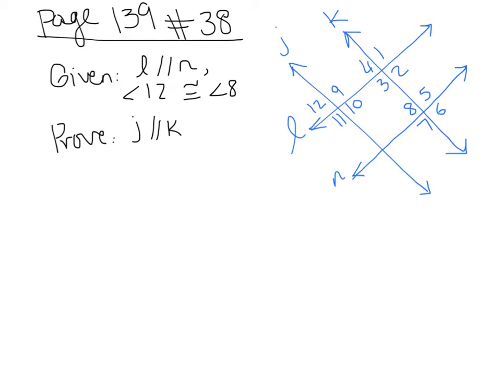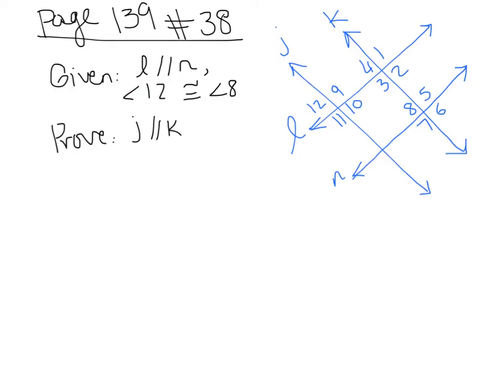line L is parallel to line N was given to you. Also angle 12 and angle 8 are congruent, very far away from each other on two different transversals. Angle 12 is on transversal J, while angle 8 is on transversal K. And again, L and N are the ones given to me parallel. But somehow they want us to use this information to reach that J is parallel to K.